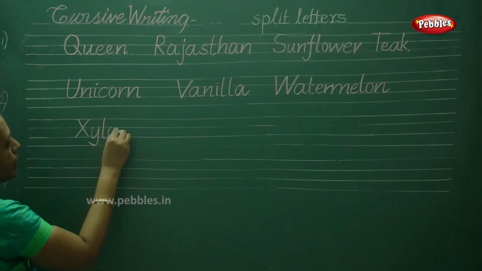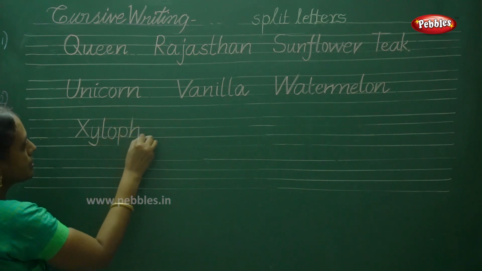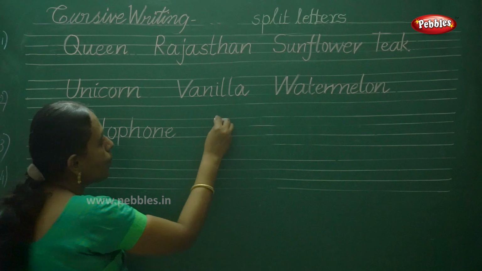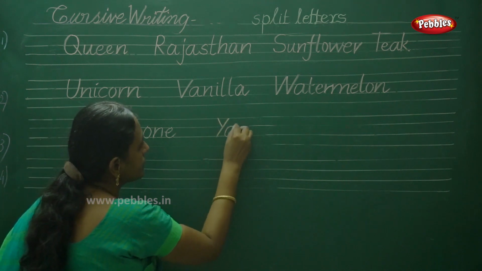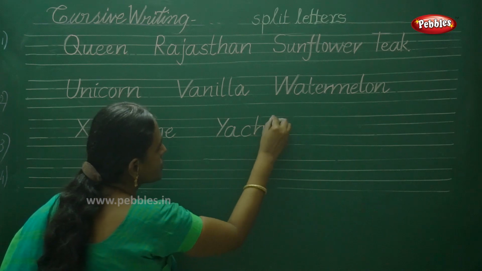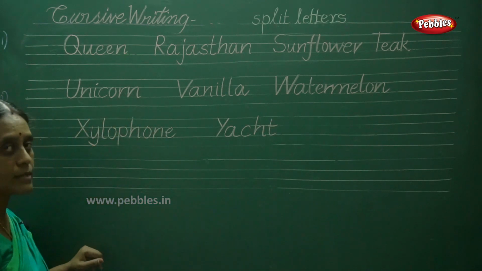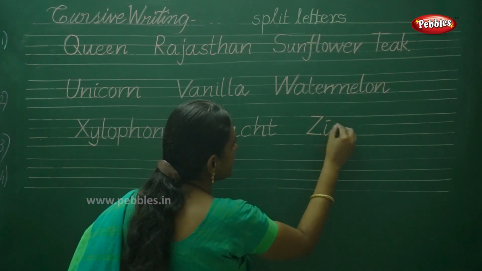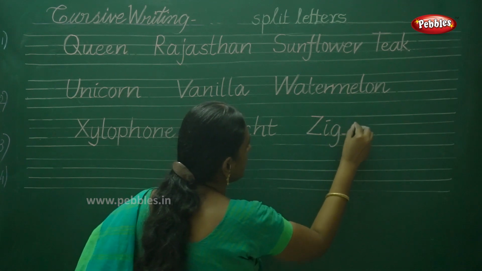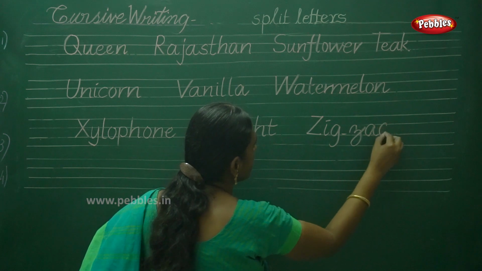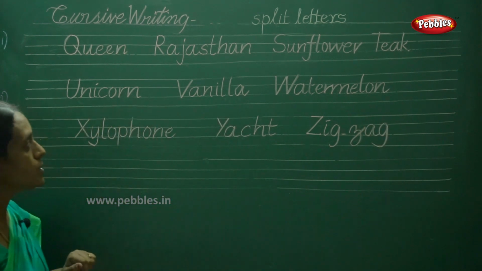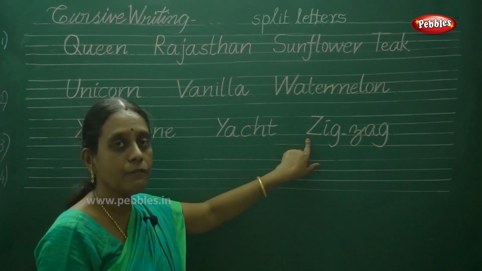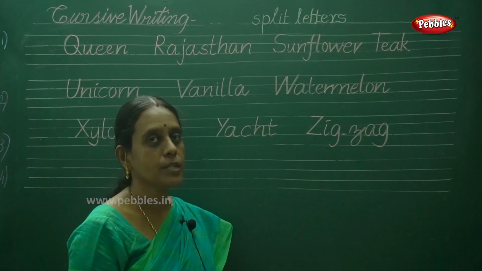And X, xylophone, X-Y-L-O-P-H-O-N-E, xylophone. And Y, yacht, Y-A-C-H-T. Okay, yacht. And Z, zigzag. Okay. Thus we have completed from A to Z, combining the starting capital alphabet with split letter formation. Okay.